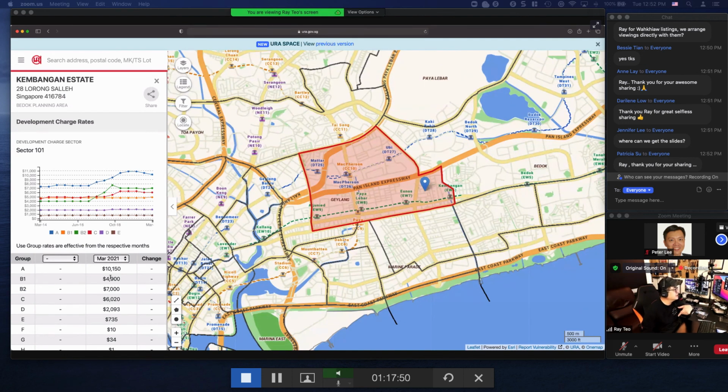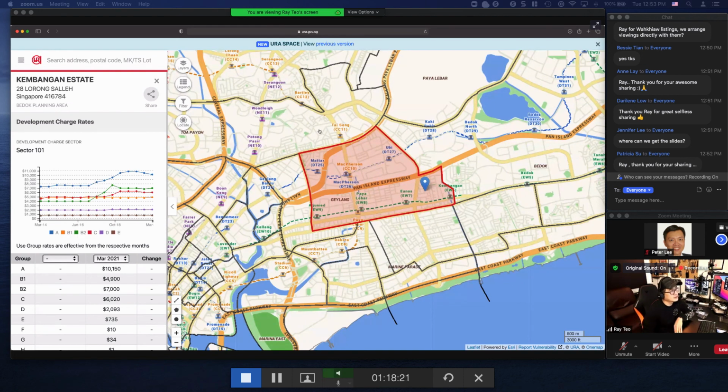The current applicable development charge is for March, so next month it might change. Make sure that if you really need to know the DC rate accurately, you check again after 1st September. This is how you get the DC rate.